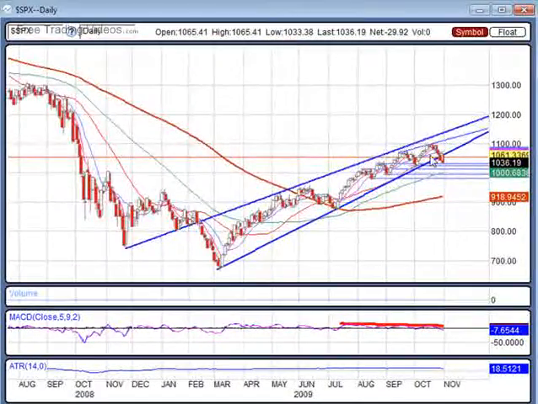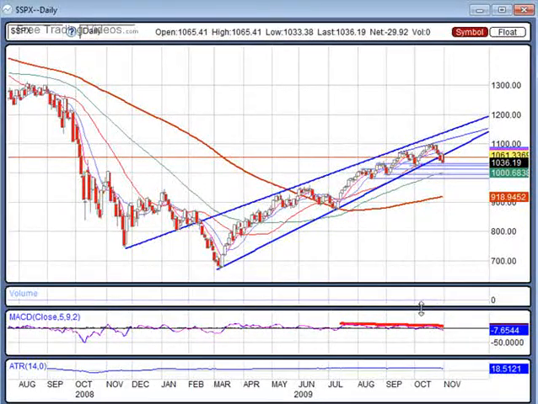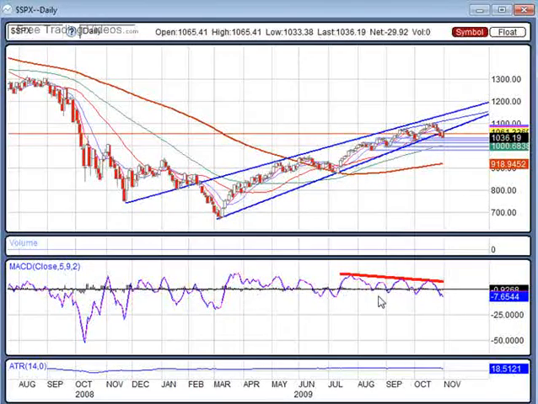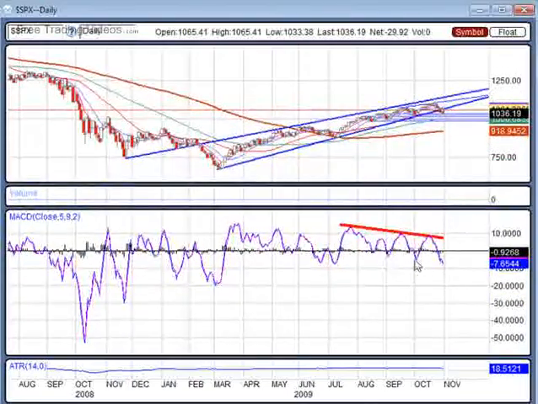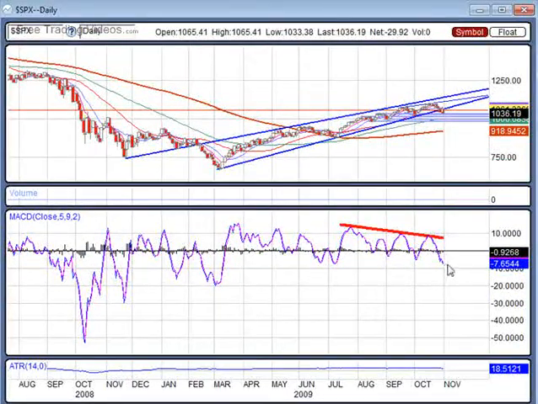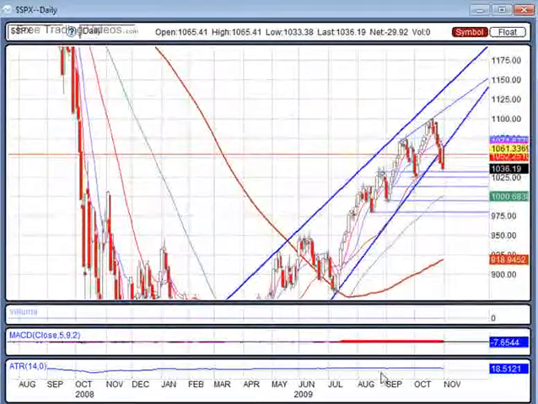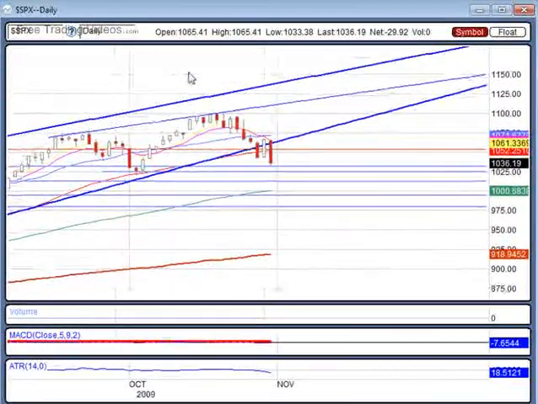And here we are with a rising wedge. We also had a bearish divergence on the MACD using 5, 9, and 2. We are below, at this very moment, the zero line on the histogram, and we're making lower lows on those swings. Now watch this. Let's blow this up and bring in some more data here.